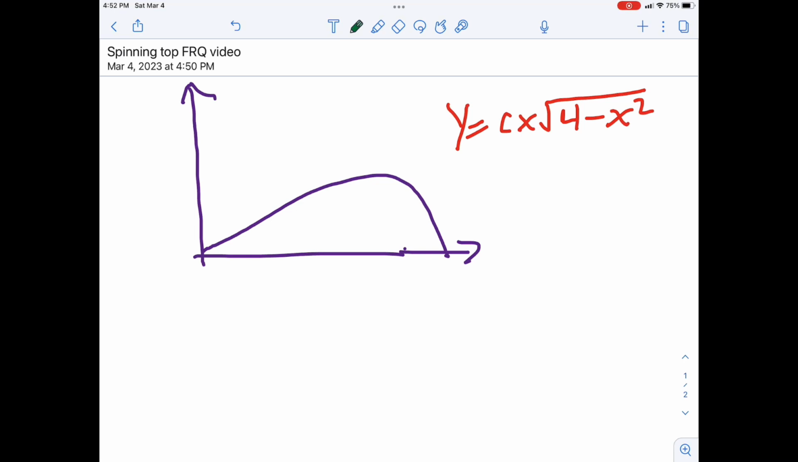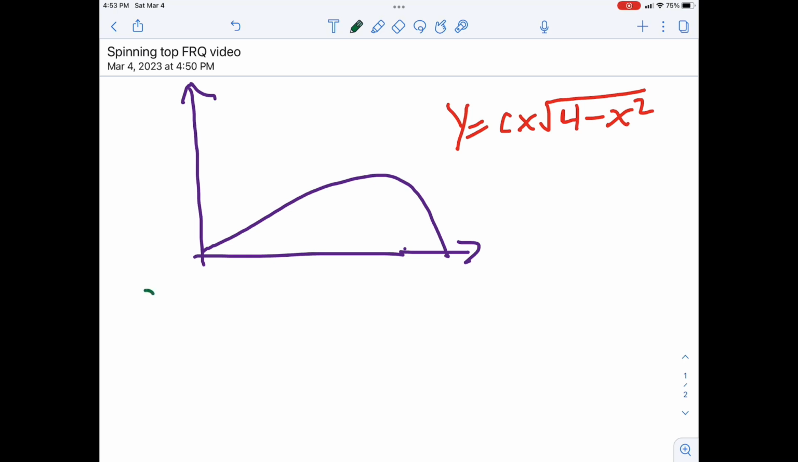So the question says, a company designs spinning toys using the family of functions y equals cx times the square root of 4 minus x squared, where c is a positive constant. The figure above shows the region in the first quadrant bounded by the x-axis and the graph of y equals cx times the square root of 4 minus x squared for some c. Each spinning toy is in the shape of the solid generated when such a region is revolved about the x-axis. Both x and y are measured in inches. So I went ahead and sketched a picture of the function that they give us, and I also wrote out the family of functions that we are given.